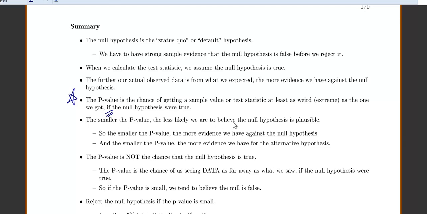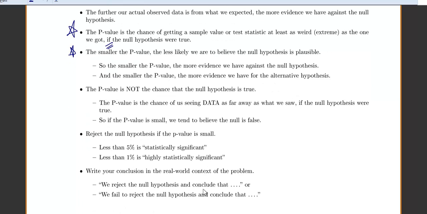Now, the smaller the p-value, the less likely we are to believe the null hypothesis is plausible. So this is very important too. So the smaller the p-value, the more evidence we have against the null hypothesis. So then the smaller the p-value, the more evidence we have for the alternative hypothesis. Just remember, we said that the p-value is not the chance that the null hypothesis is true. The p-value has that long, involved definition from up above, and that's the only definition of the p-value that works. So the p-value is a chance of us seeing data as far away as what we saw if the null hypothesis were true. So if the p-value is small, we tend to believe that the null is false.